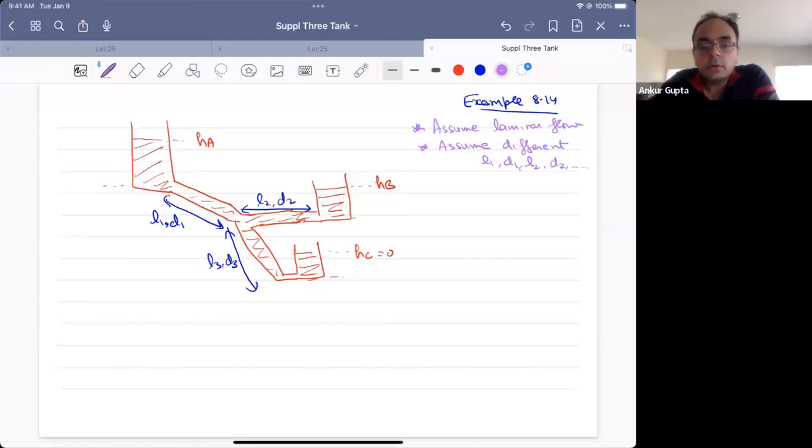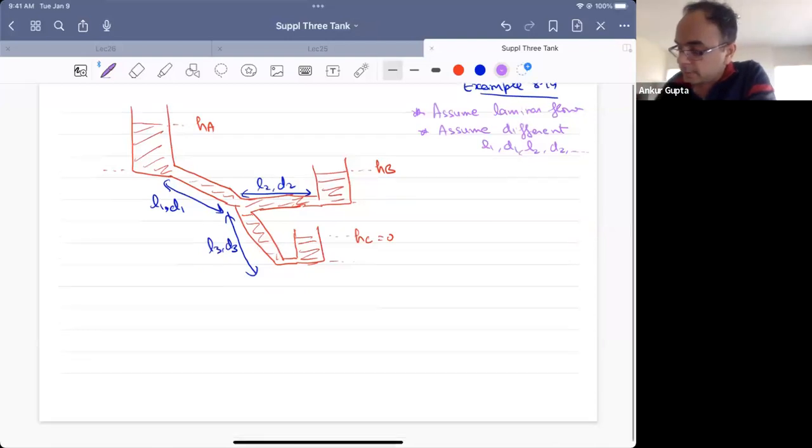All right, so what's the problem? Just in case you forgot, this is the 3-tank problem, in which one tank, the A tank, is at the top, and there is a pipe connection. There are 3 pipes, L1, L2, and L3, with diameters D1, D2, D3. The flow is happening from A to B or A to C, but what is not clear is whether the flow is going into B or coming out of B. So there are two scenarios.